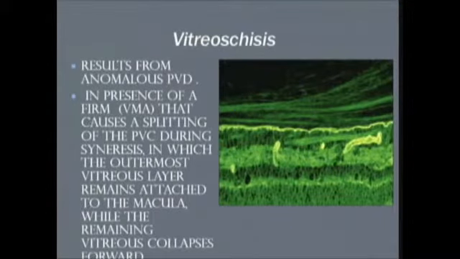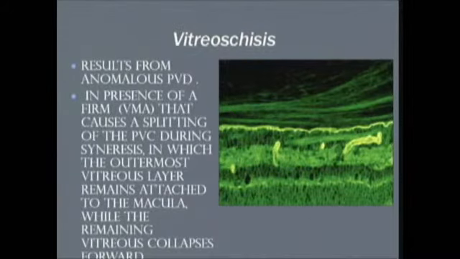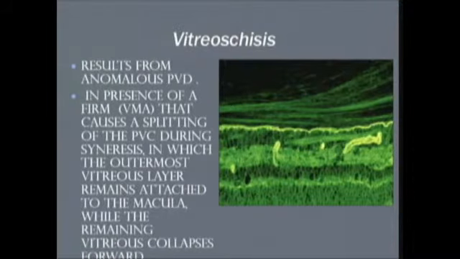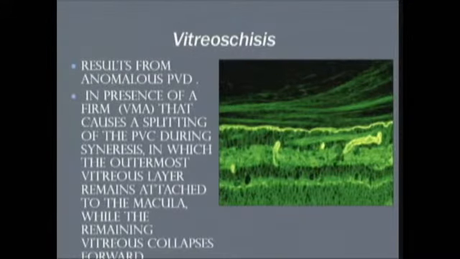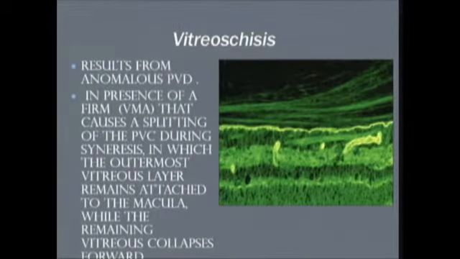Another important terminology is vitreoschisis. It's a result of anomalous PVD, and you can see this is the internal limiting membrane, this is the retina, and this is the posterior vitreous cortex. And you see the arrangement of the collagen, and there's a space between this collagen. So when we have posterior vitreous detachment, instead of the normal process coming at the level of the ILM, it comes between the collagen fibers and splits these fibers. This is what you call vitreoschisis.